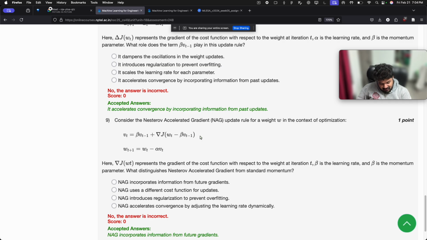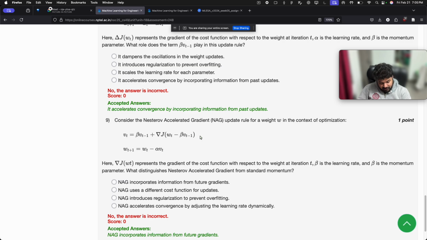So see this. Let me write this expression here. Vt equals beta Vt minus 1 plus delta J of Wt plus 1. This is the future gradient, right? Assume this is constant. You assume this is constant for all the parts. Okay. Assume it is constant.